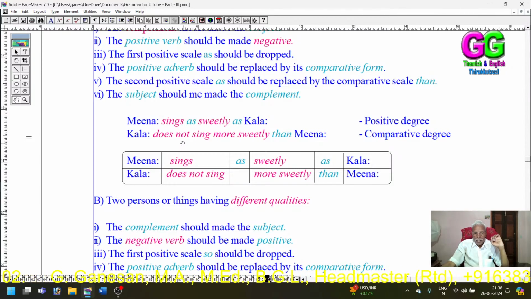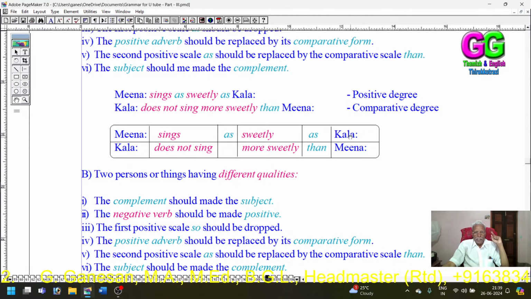Kala does not sing more sweetly than Meena. Comparative. Meena sings as sweetly as Kala. That is, Kala does not sing more sweetly than Meena. What are the rules we have followed here?